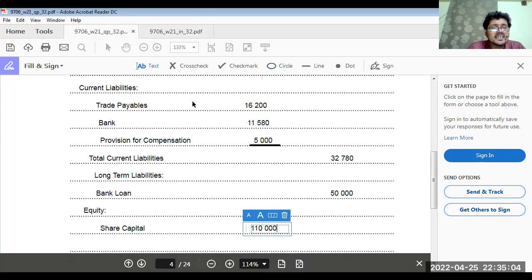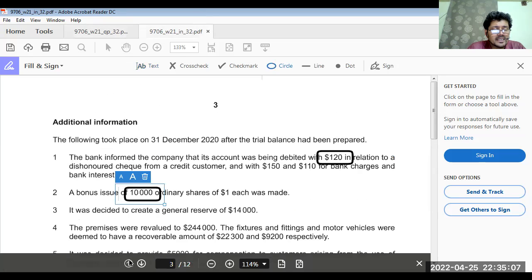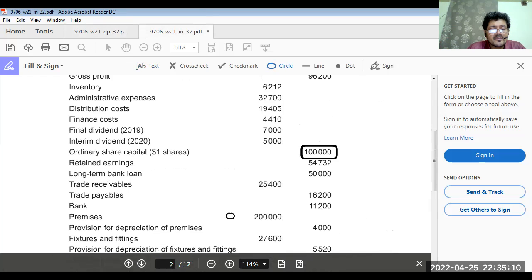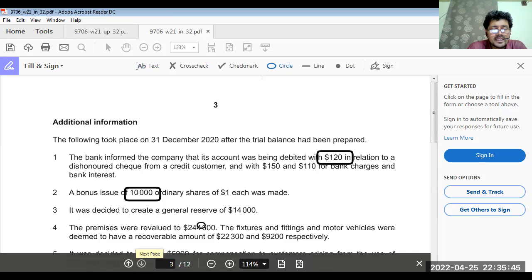Okay. What else? Go to insert and check what else. Okay. Now come to retained earnings. Oh my God. 54,732. Retained earnings 54,732. Okay. 54,732 plus 31,000 corrected profit, 85,732. Okay.